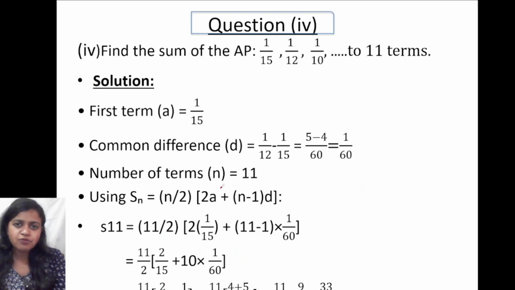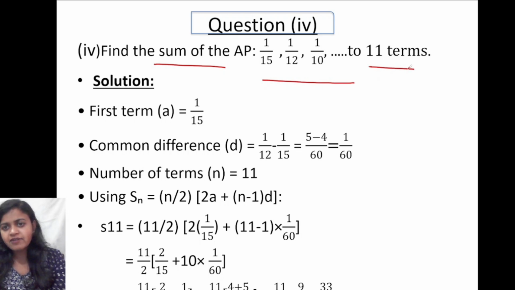Next, question number 4. Find the sum of the AP. This AP is given and we have to find the sum of 11 terms. The solution: the first term is 1 by 15, and the common difference is second term minus first term, which gives 1 by 60.